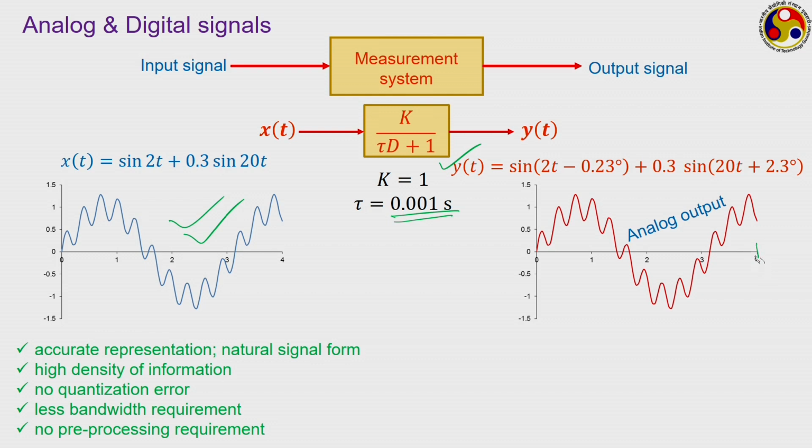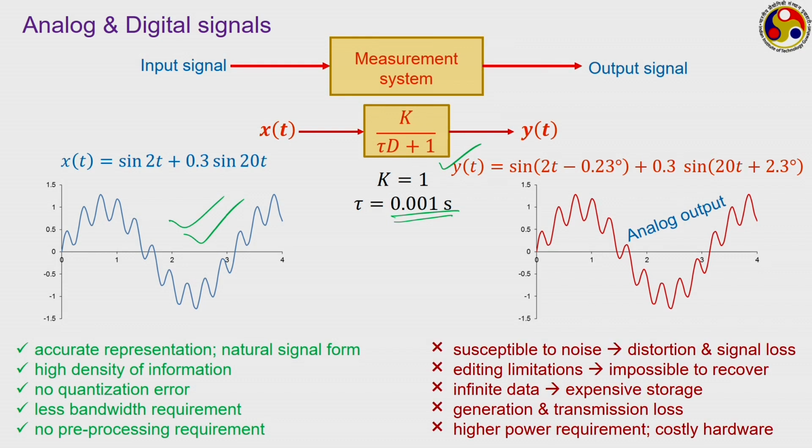However, despite having such advantages, the analog signal has some disadvantages of its own as well. The first one, and a very big issue: analog signals are generally susceptible to noise, leading to distortion and loss of signal. Noise means, whenever you are doing some experiment, apart from what you want to measure, certain other parameters are also influencing your output.